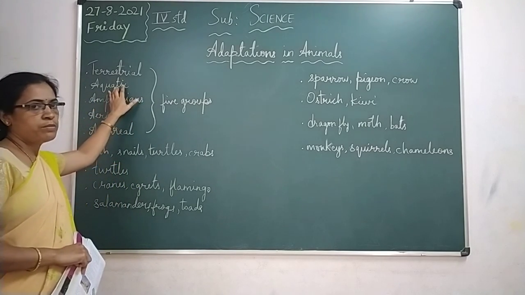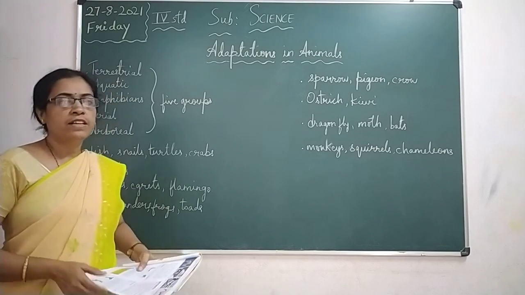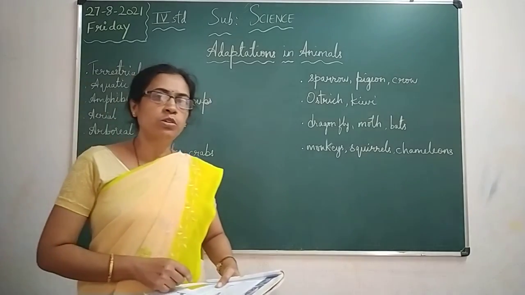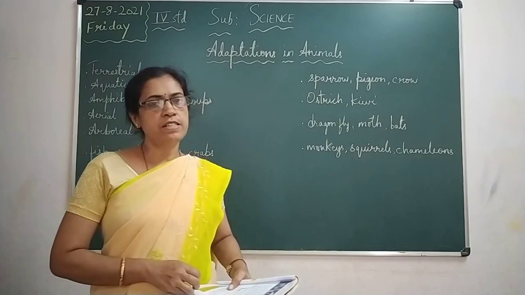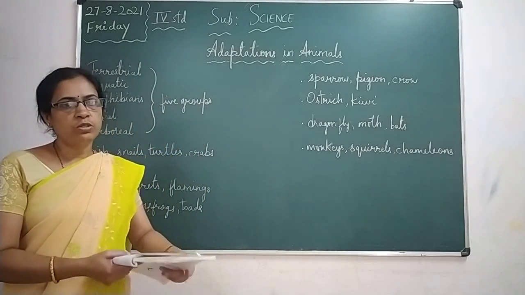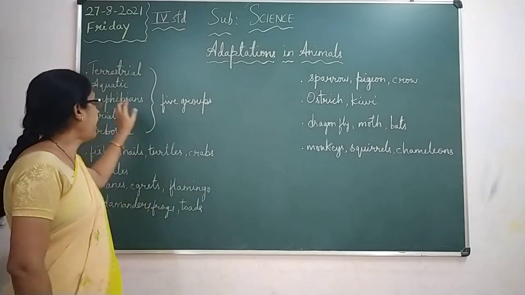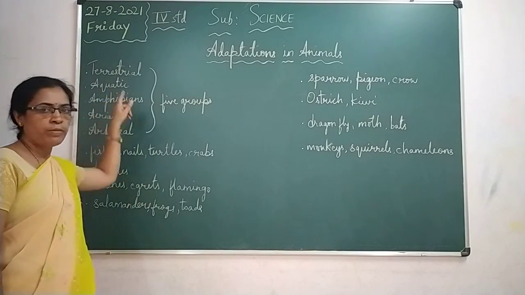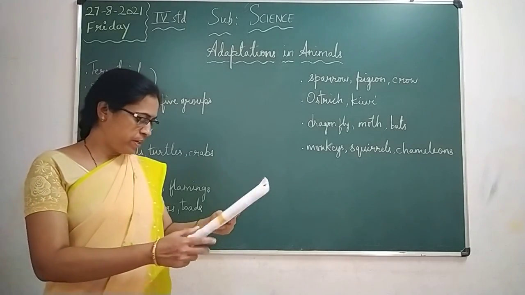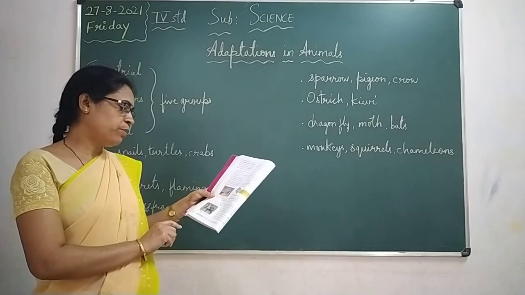So aquatic animals means what? The animals that live in water are known as aquatic animals. Aqua means water. So you can turn to page number 28, children. You can see the pictures.